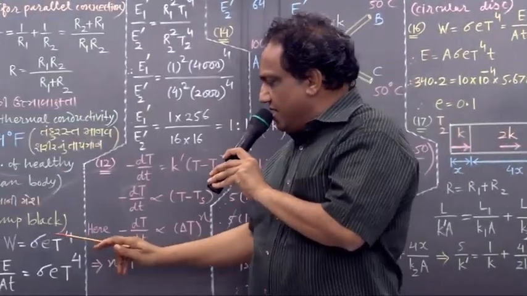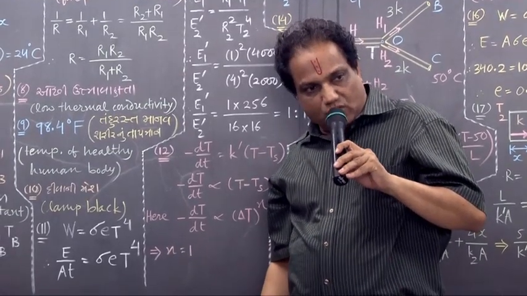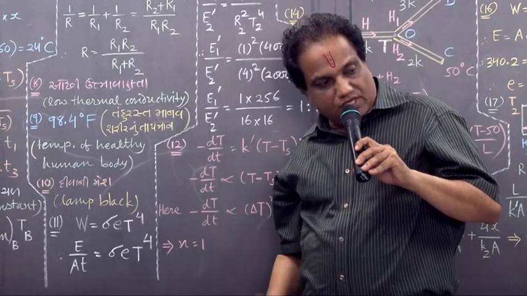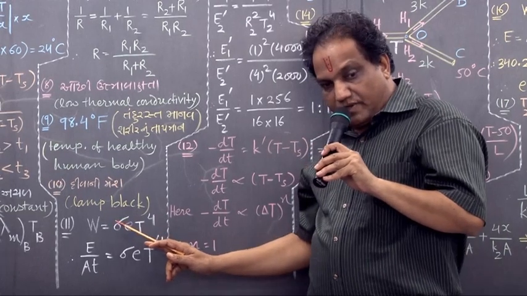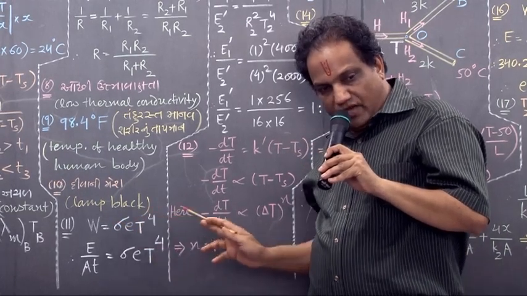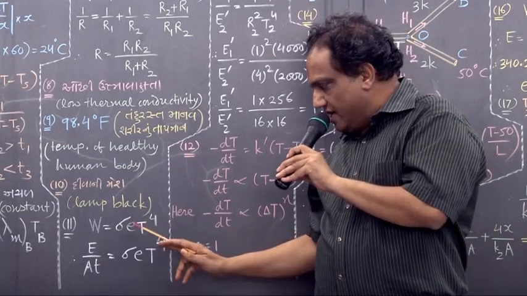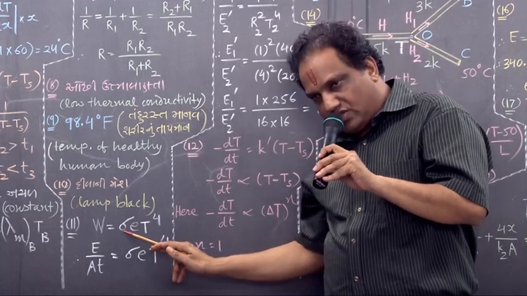W is equal to sigma E T raised to 4. What is it? Stefan Boltzmann's law. The whole equation is Stefan Boltzmann's law. Only sigma is Stefan Boltzmann's constant.